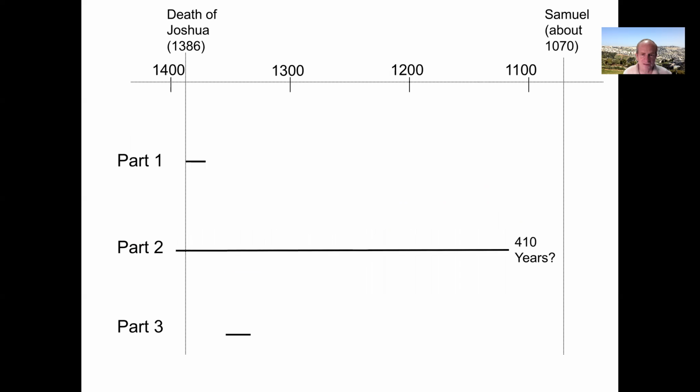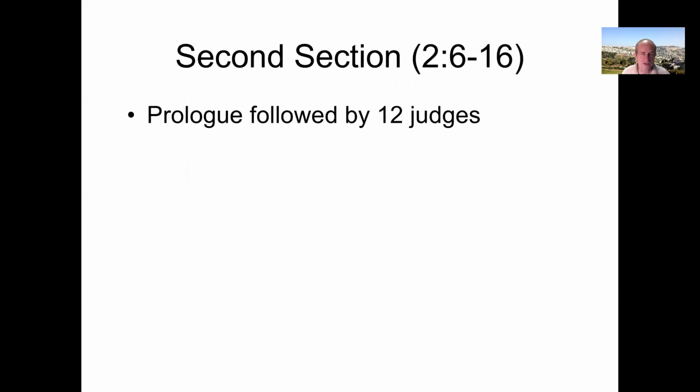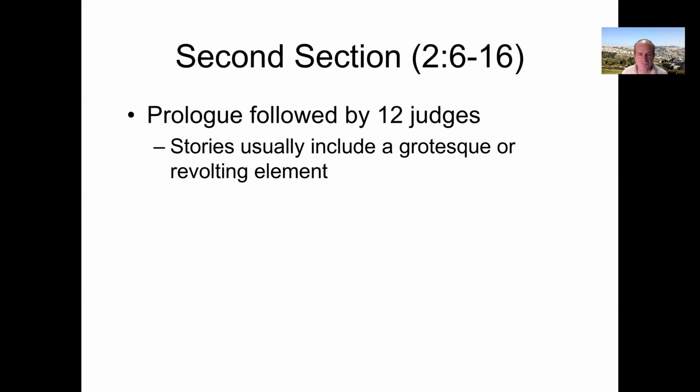This is our time frame that we showed earlier. And now we're going to talk a little bit about part 2. Part 2 starts before the death of Joshua, and it has its own prologue and then a description of the 12 judges. For all the stories that it tells, they all include some gross or revolting element.